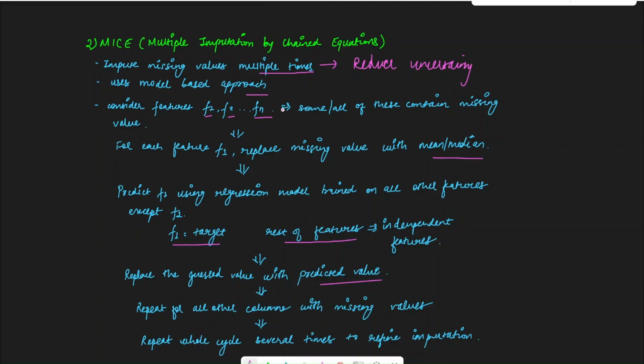We are going to repeat this for all of these columns. So if f2 had missing values, then we are going to use f2 as target and the rest of the columns as independent features, and then do it till all the columns up to fn are predicted. Once this is done, this is one cycle, and we are going to repeat this cycle multiple times. So we create multiple models where features from f1 to fn become the target one by one and the rest of the features become independent features. Because we are doing this multiple times, replacing f1 multiple times with predicted values, we are reducing the uncertainty, and that's why it is called multiple imputation, because this is being repeated multiple times.